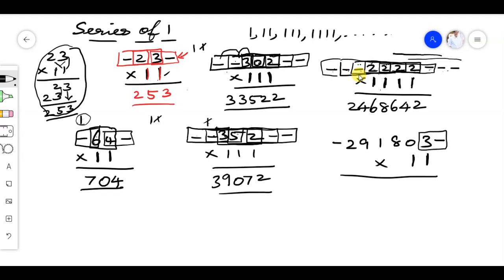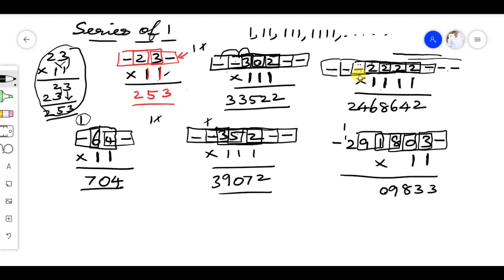So 3 plus dash is, here it is 3. Next pair is 0 plus 3 is 3. Next one is 8 plus 0 is 8. Next one is 8 plus 1 is, here it is 9. Next one is 9 plus 1 is, here it is 10. So I put here 0. I carry on this 1 here.